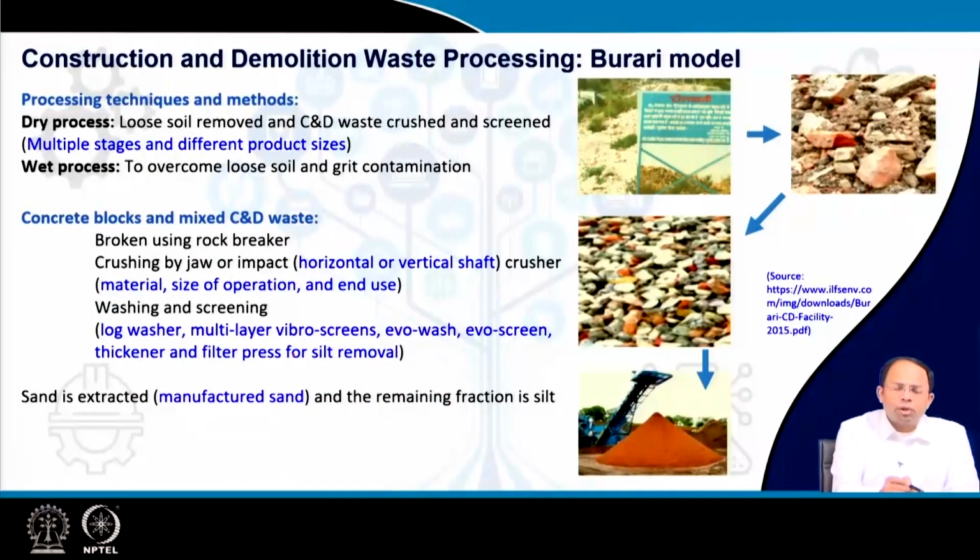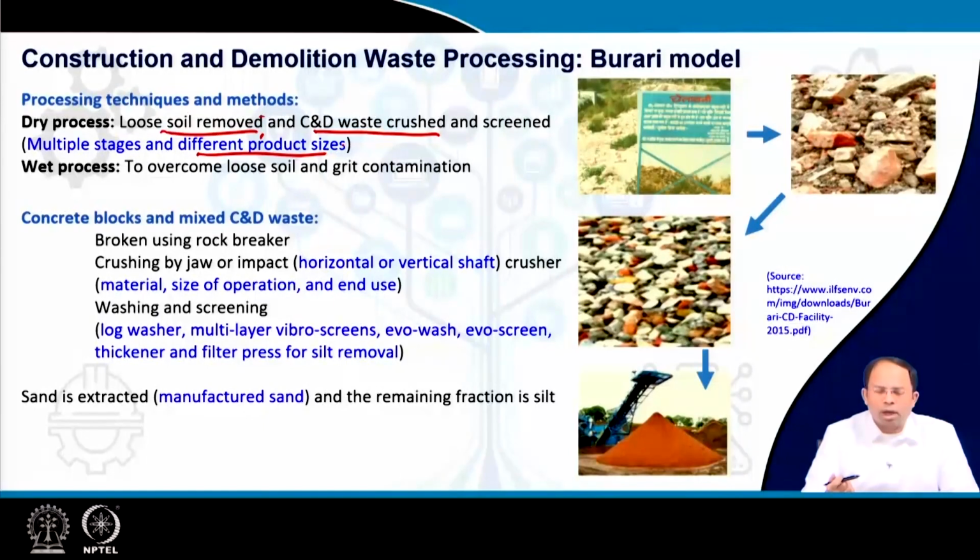Now, coming to the processing technique and methods applied, there are usually two processes: the dry process and the wet process. In both processes, we usually remove the loose soil which comes along with the C&D waste. After that, the C&D waste is crushed and screened in multiple stages, and at different stages we get different sizes or different grades of product.